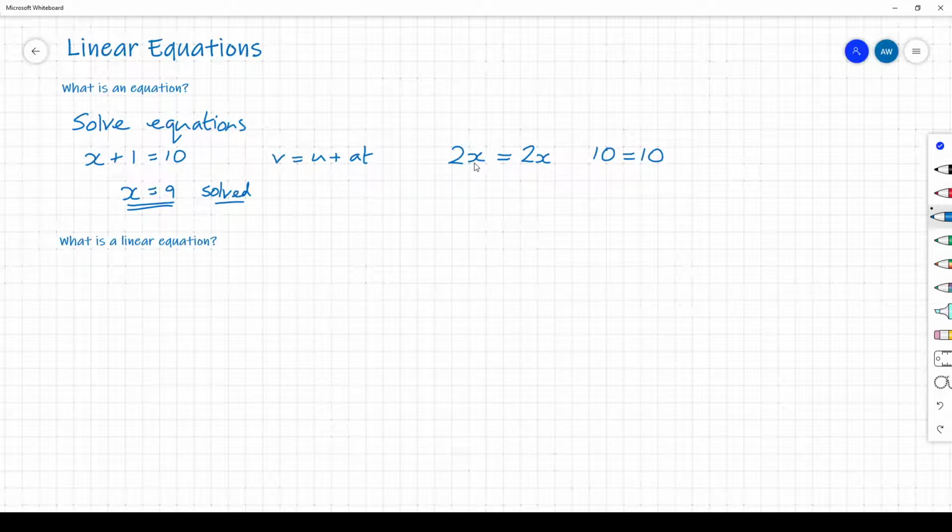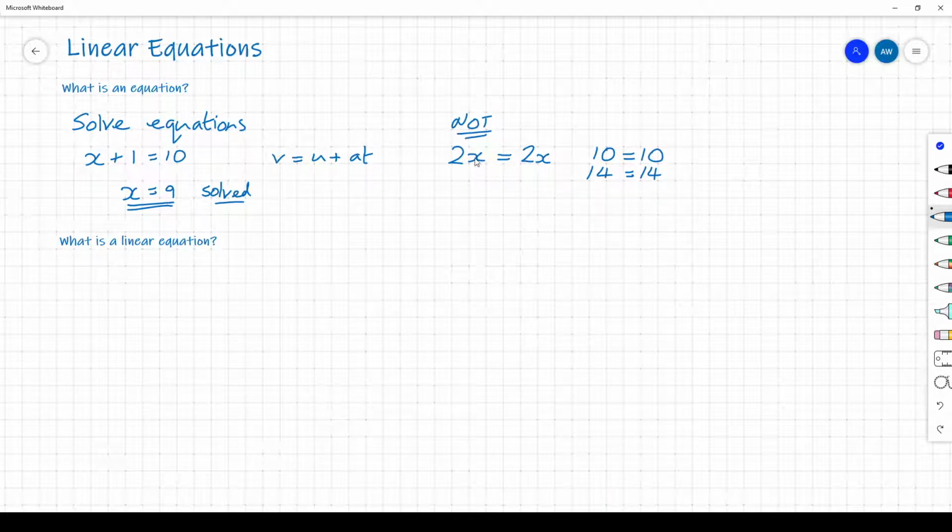But x could be something else. It could be 7. 2 times 7 is 14, equals 2 times 7 is 14. So if x was 7, we'd have that. So basically, if you think about it, x could be anything. So it can't be solved, because there isn't a value of x that does not fit in there. Any value of x will work. If you put 0.5, 2 times 0.5 is 1, equals 2 times 0.5 is 1. Okay, so this is not an equation.